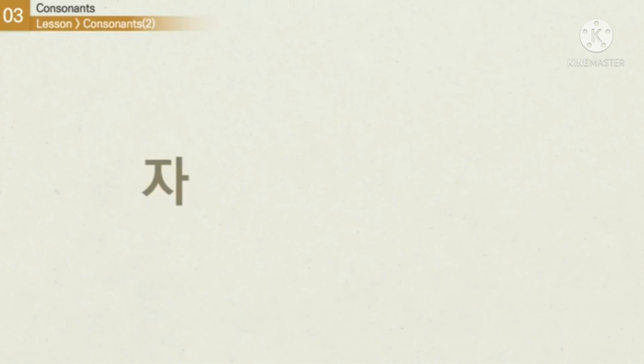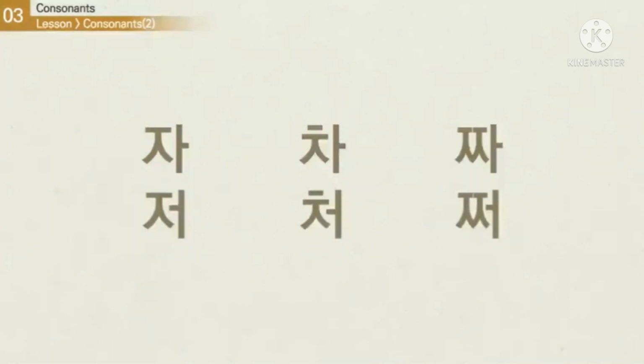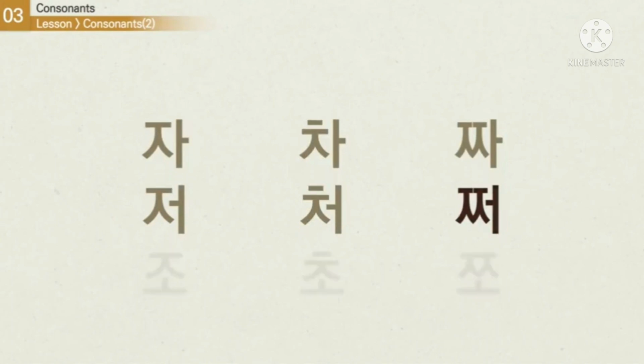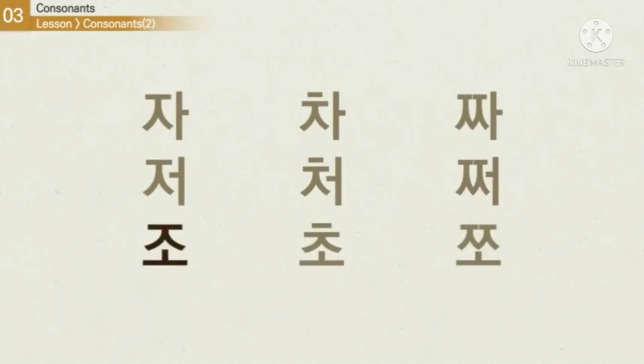Lastly, we have ta, ta, and za. Za requires more vocal stress than ta. Repeat after me. 자, 차, 짜. 저, 처, 저. 조, 초, 쪼.